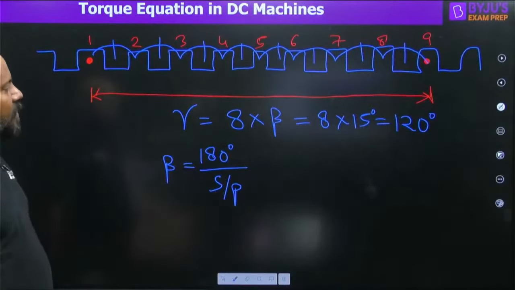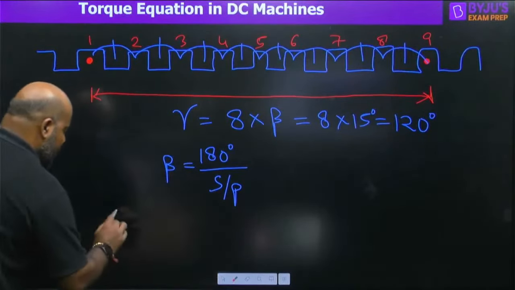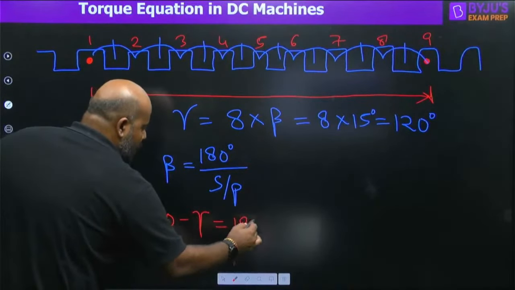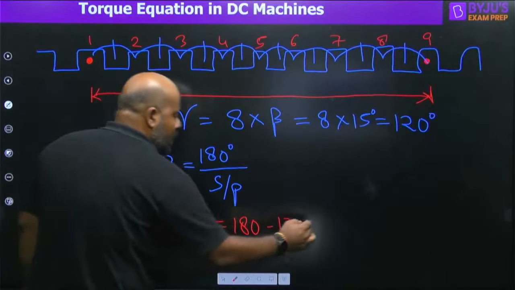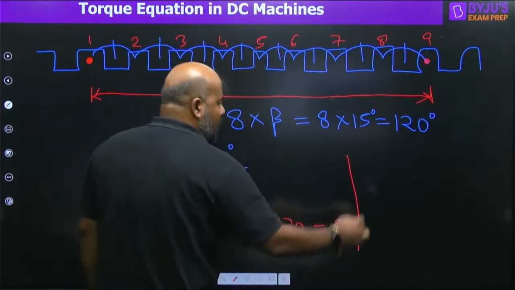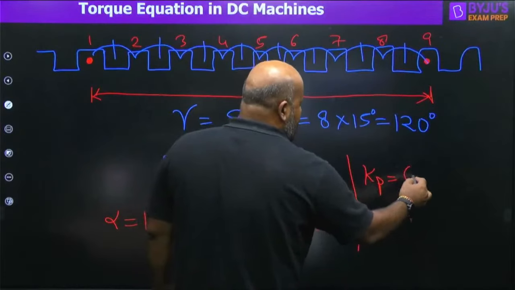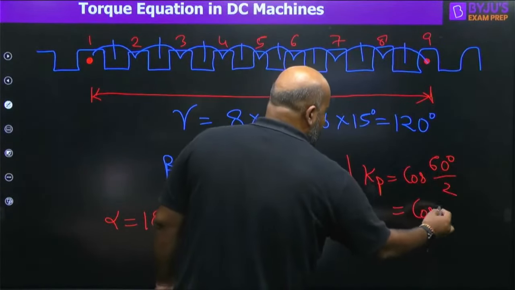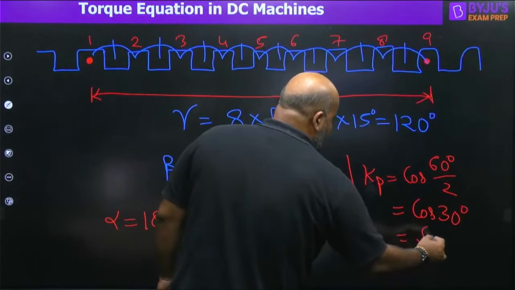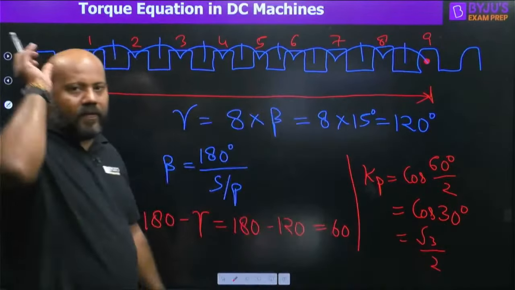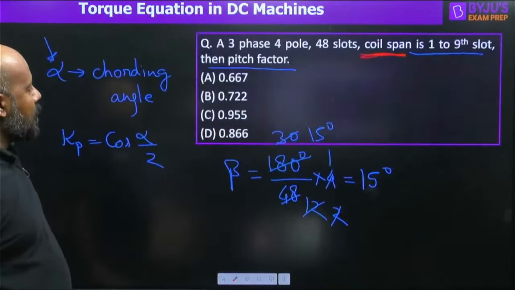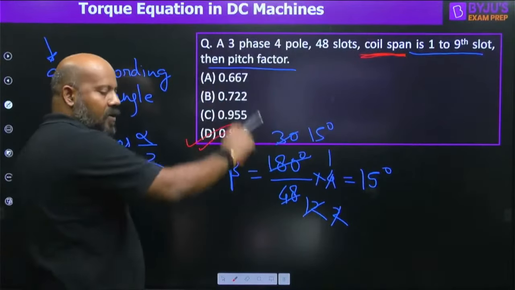Yes or no? So if gamma is coming as 120 degree, what is going to be alpha? Alpha is going to be 180 degree minus gamma. So 180 degree minus 120 degree, this is going to be 60. So what is going to be the pitch factor? It is cos 60 degree divided by 2. That is cos 30. What is cos 30? Root 3 divided by 2. So what is going to be your answer? D. So D is going to be your correct answer.